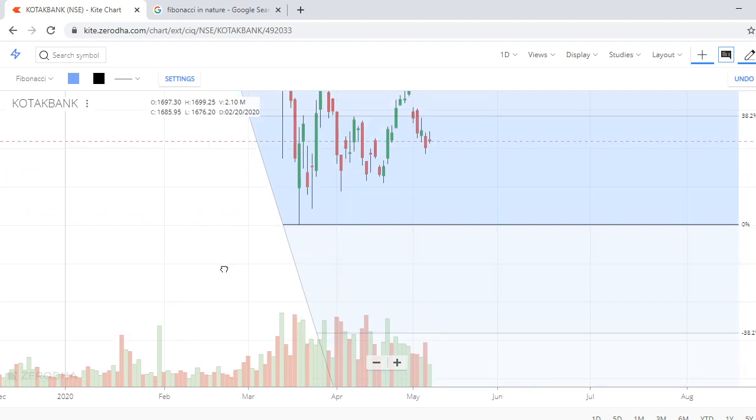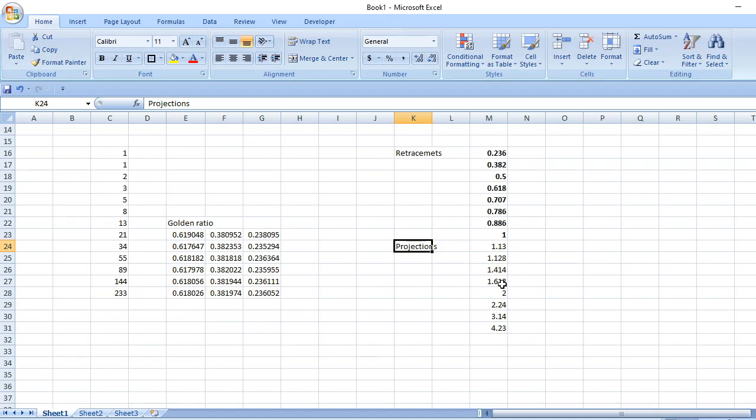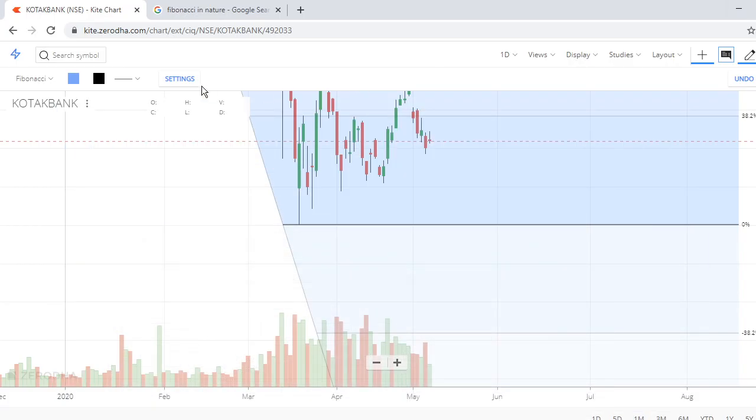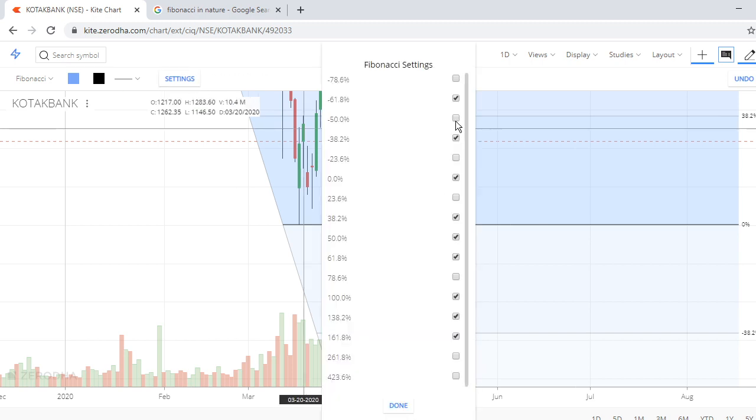Okay, so this is how it goes. So how can I add all the other numbers which you have mentioned here? If you want, you can take a screenshot of this. You can add other numbers by going to the settings. There you can add up all these numbers.